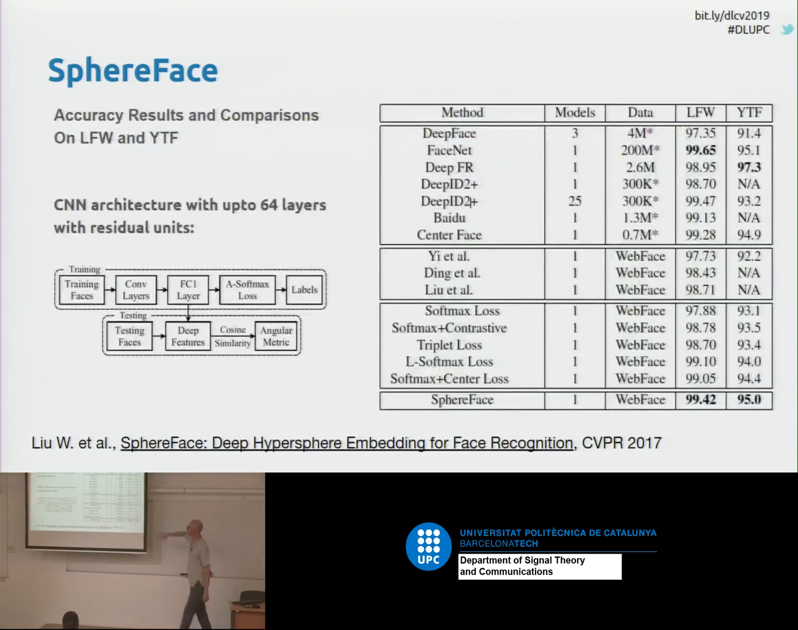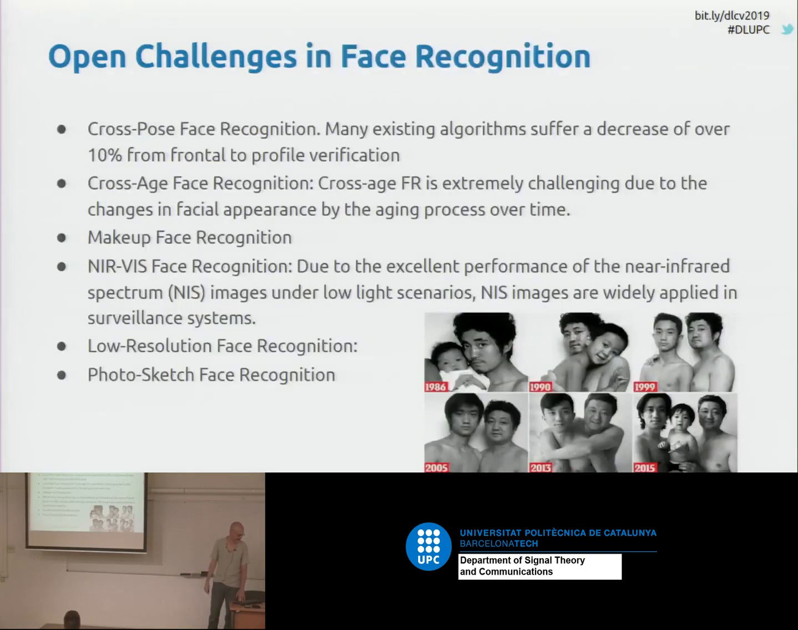Using that, they achieve very good results with much less training images. For instance, they use WebFace, which has about 500,000 different images, while the best results come from FaceNet, which uses 200 million images for training. So it's much less, and this is important because training with 200 million images takes a lot of computational effort.